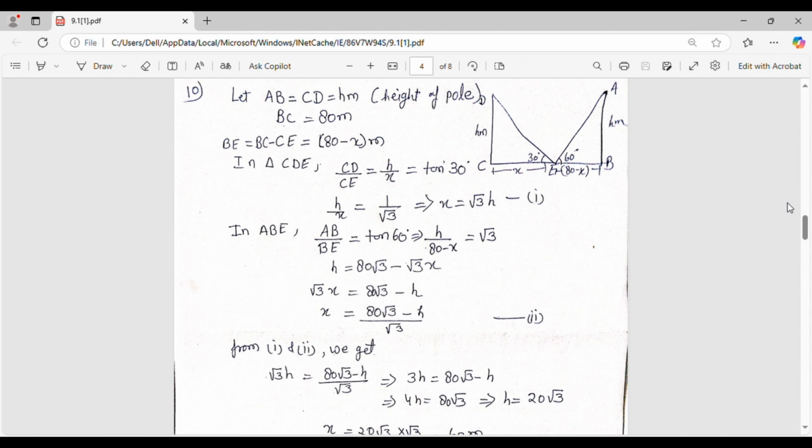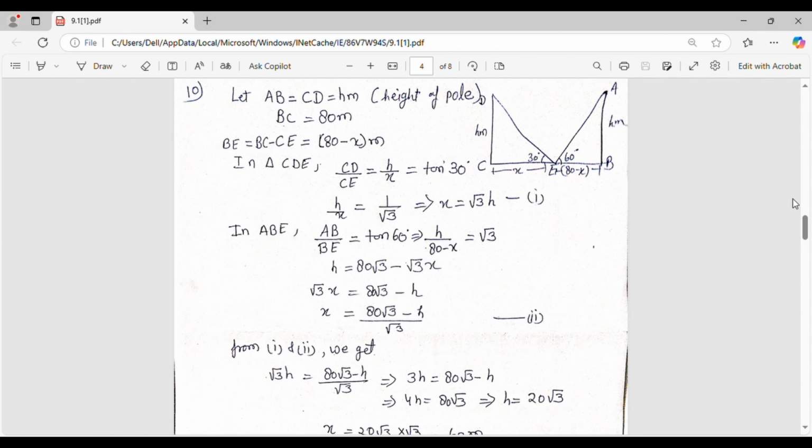Next question, question number 10. Two poles of equal height are standing opposite to each other on either side of road which is 80 meter wide. From the point between them on the road, the angle of elevation of top of pole are 60 degree and 30 degree respectively. Find the height of poles and the distance of the point from the poles.